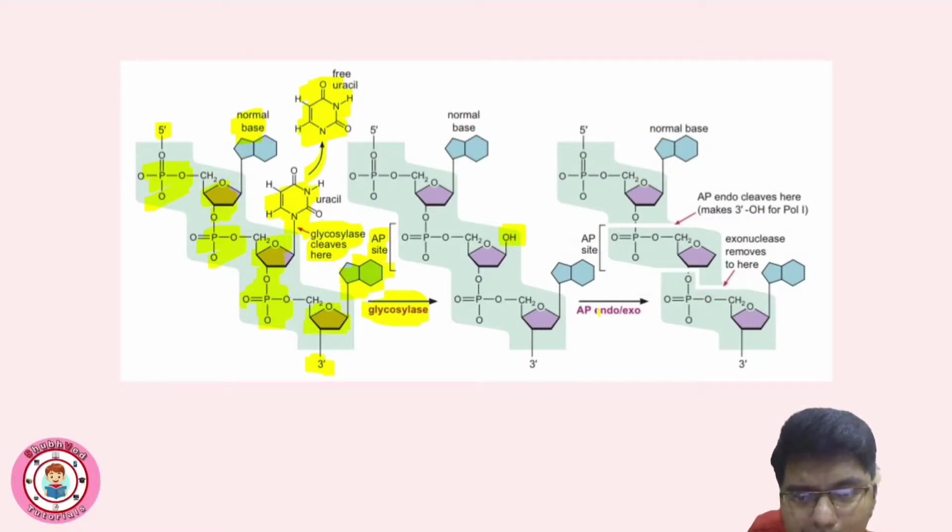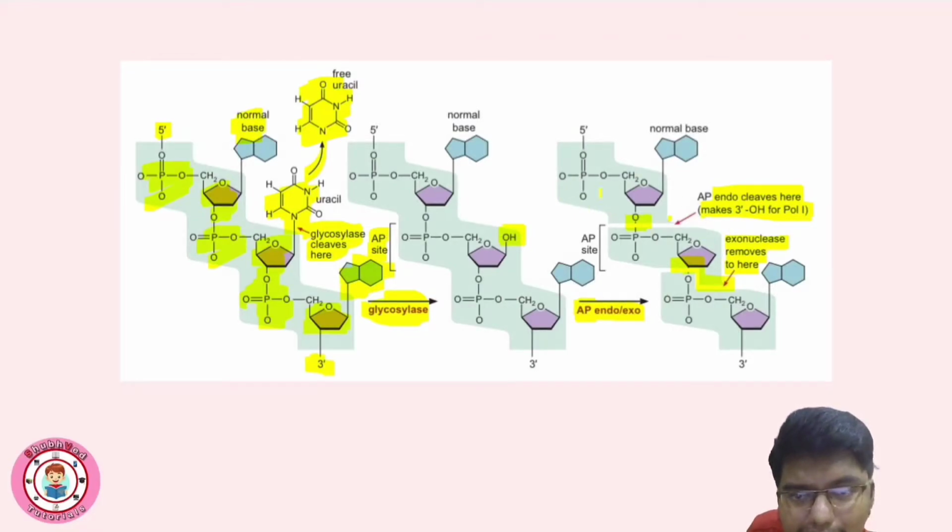Then the endonuclease and exonuclease will act on this AP site. The endonuclease will cleave here and make a 3' OH. For Pol 1, see, we are discussing prokaryotes. Pol 1 is for DNA repair. So AP endonuclease will cleave here, and this will be a 3' OH. And exonuclease will cut here. So this is a 5' end. This has to remain intact. So 5' and 3' cuts have been introduced.